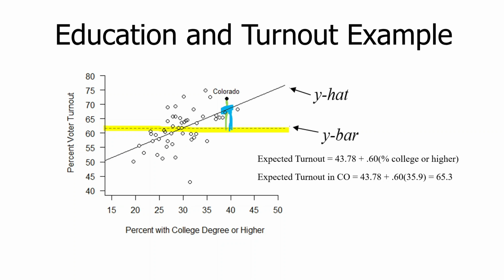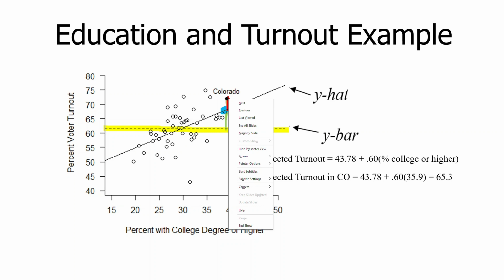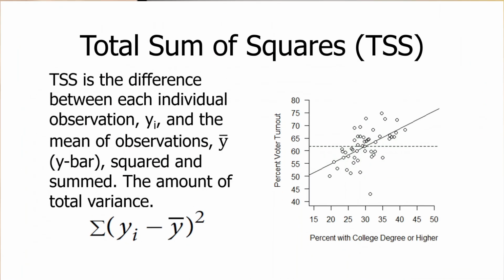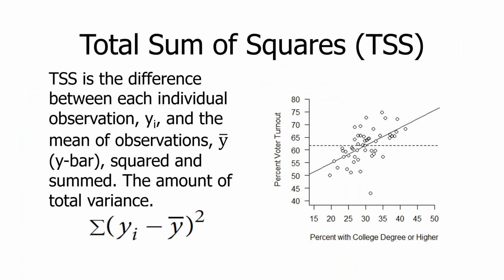What's left over, of course, is the distance between yi, the individual value for Colorado, and y hat, our estimate for turnout in Colorado. We can use these components that we illustrate with just one state to generalize for the whole sample that we're working on. There's a value called total sum of squares. Let me go back here really quickly. If we were to take this distance between yi, individual values, and y bar, the overall mean of y.